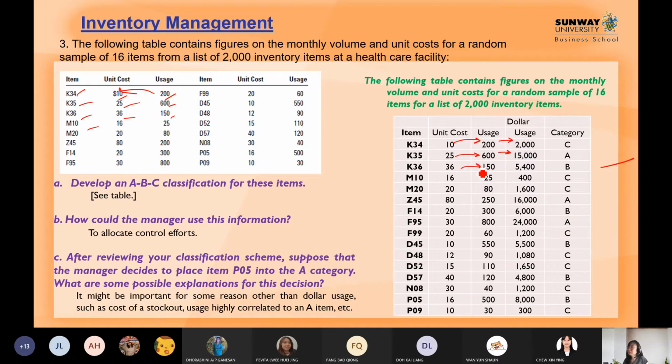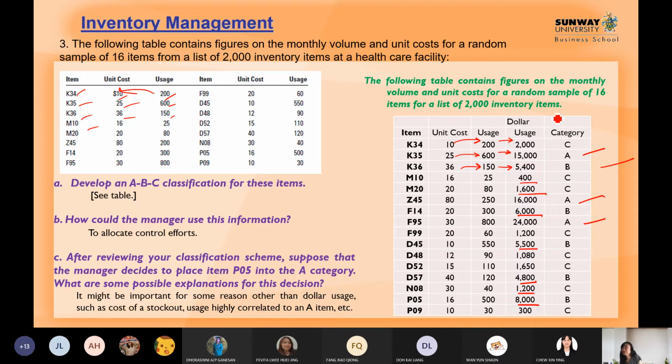36 multiply by 150, you got this. Okay, so at all the figure come here. So let's see how many A: 15,000, 16,000, 24,000 is A. So B: 5,000, 6,000, 5, 4, 8, and 8. So the rest, the C one, very small one, 400, 1,006, right? This is how the ABC analysis looks like.